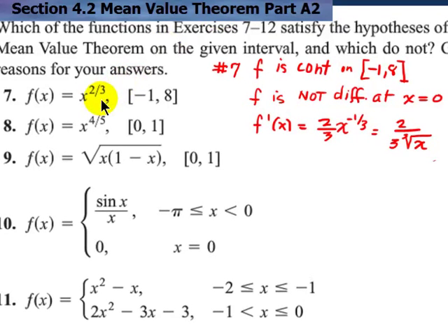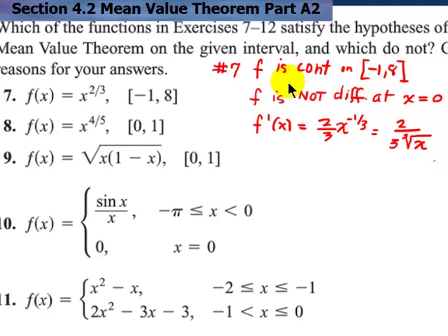Number 7, f of x is continuous from -1 to 8. Okay, and the only problem is when we take the derivative, f prime of x is equal to 2/3 x to the -1/3, which will bring your x in the denominator, and that would mean that it's equal to 2/3 times the cube root of x. And notice that the derivative is not defined when x is equal to 0.